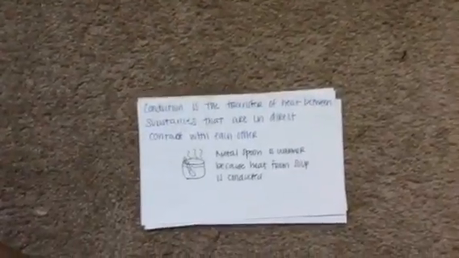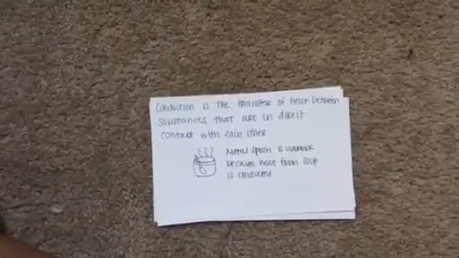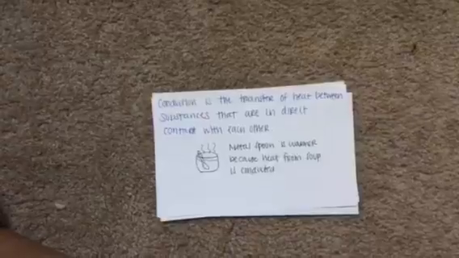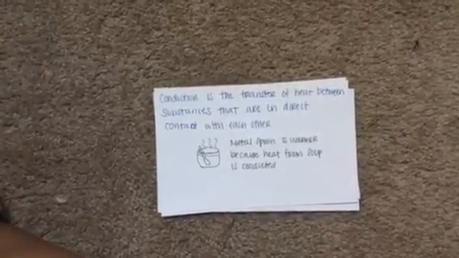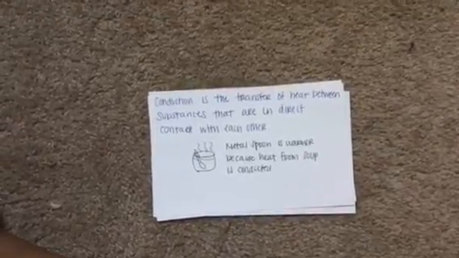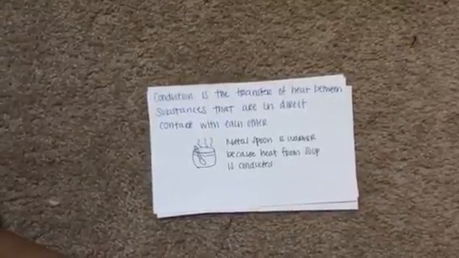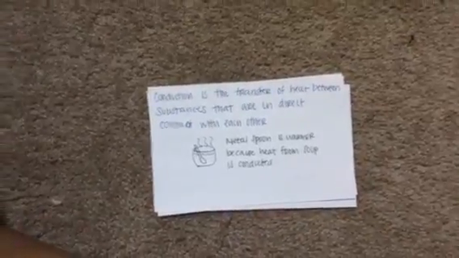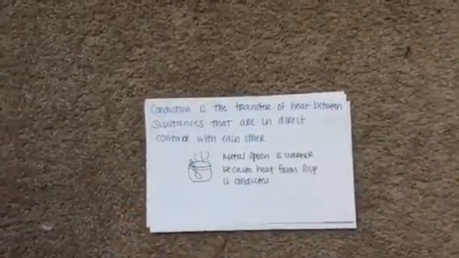Conduction is the transfer of heat between substances that are in direct contact with each other. As you can see, there's a picture of a pot, a little bowl of soup. Metal is a very great heat conductor. If you place a spoon in the hot soup, it becomes warmer because the heat from the soup is conducted along the spoon. So that's the spoon, with a little smoke coming off, letting you know that it's hot.